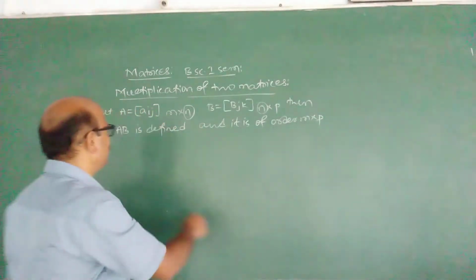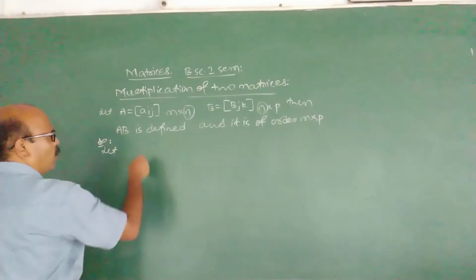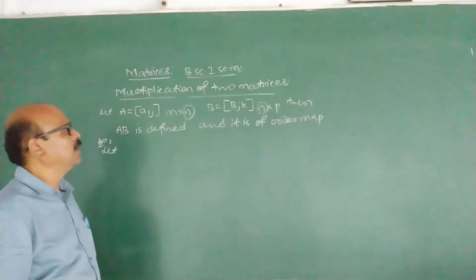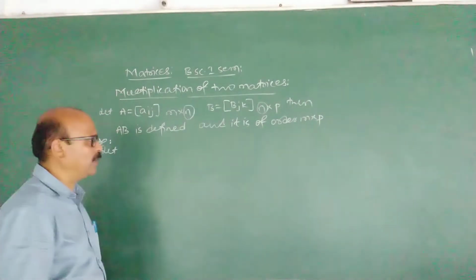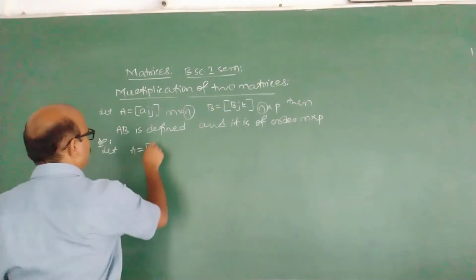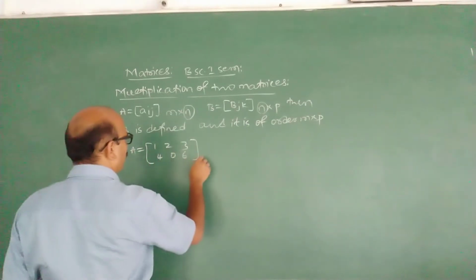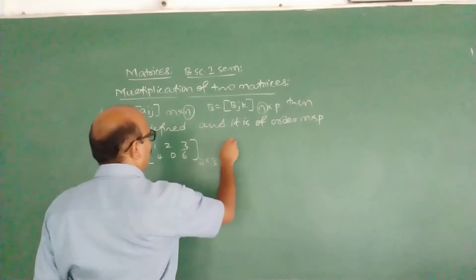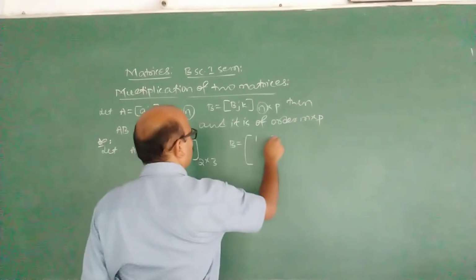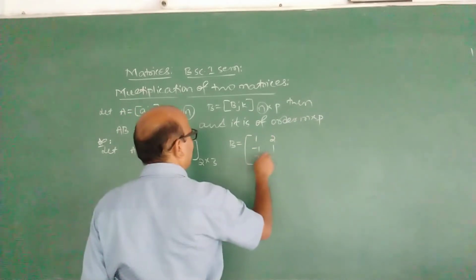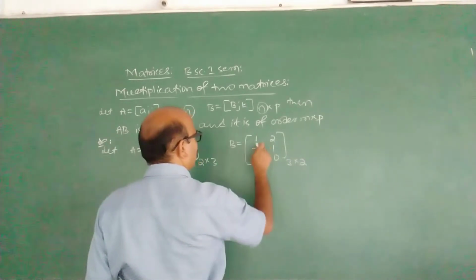And how is the product defined? For that I take an example and explain, because you have already studied this in PUC classes, but this is only a recapitulation, only a revision. A is, suppose, 1, 2, 3, 4, 0, 6. What is the order of this? 2 by 3. And B is 1, 2, minus 1, 1, 3, 0. What is the order of B? B is 3 by 2, 3 rows, 2 columns.